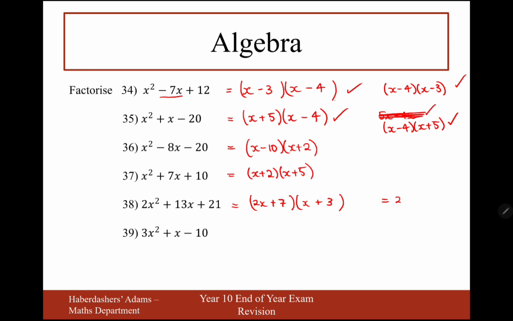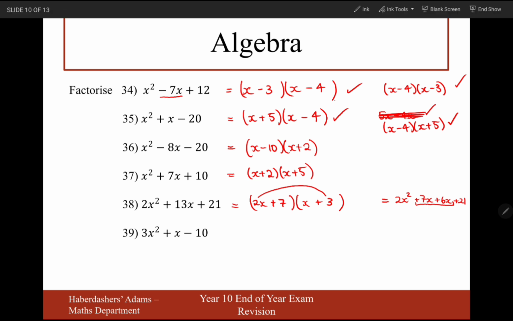2x times x is 2x squared. 7 times x is 7x. 3 times 2x, I'm now doing 3 times 2x, would give us 6x. And 7 times 3 is 21. And when we simplify this middle bit, 7x add 6x is 13x. So excellent, good. We know we've done this question correctly.